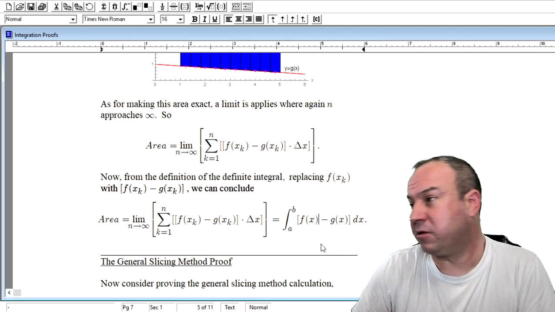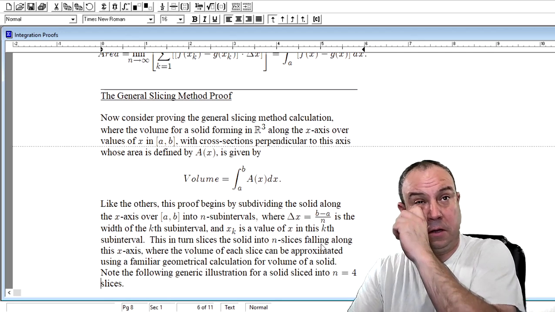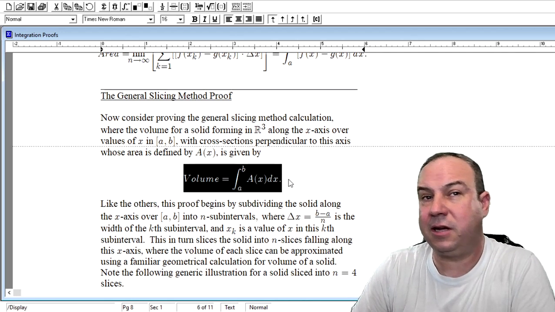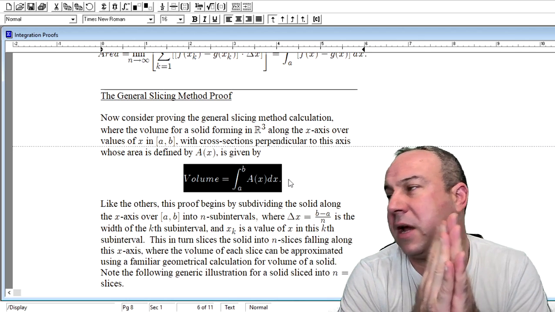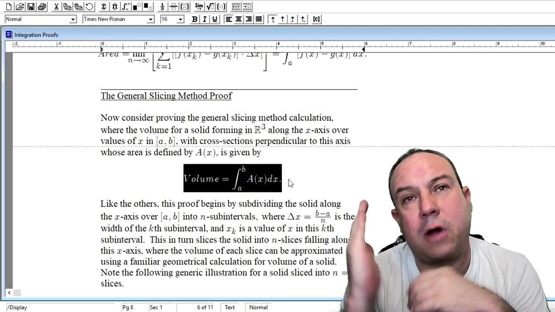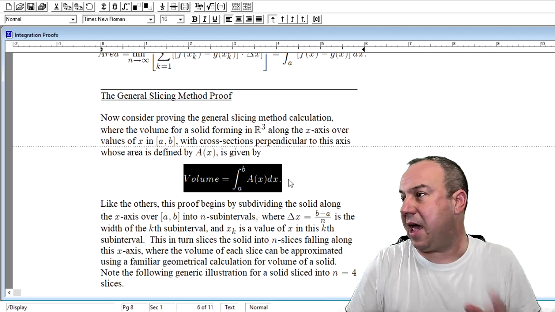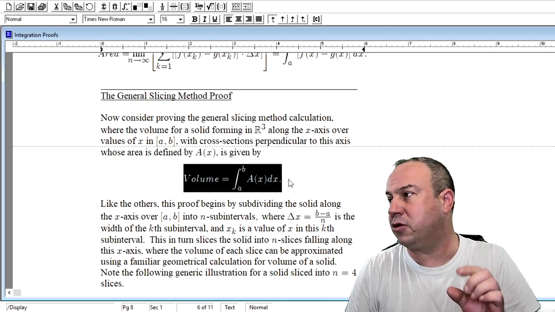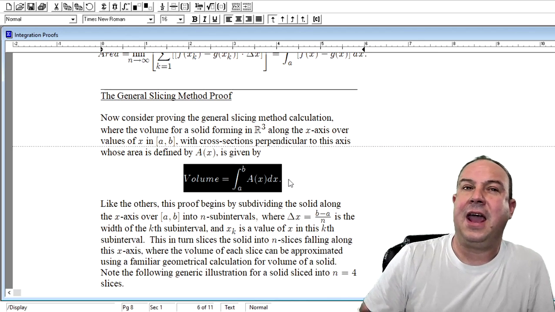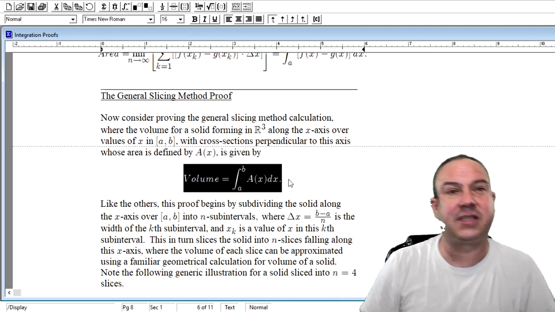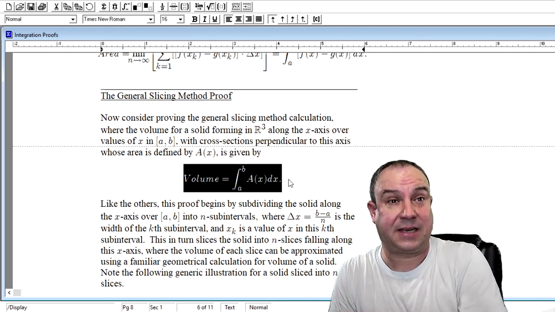All right, let's look at general slicing method. A little further along here. These move a little quicker. If we consider the general slicing method here we have this solid forming along the x-axis of space over values of x from a to b in 3 dimensions, where the cross sections perpendicular to the x-axis are all defined by A of x, all defined by some area function that's dependent upon its location along the x-axis. And if this is the setup, then the volume is calculated by integrating from a to b, the area function all integrated with respect to x.